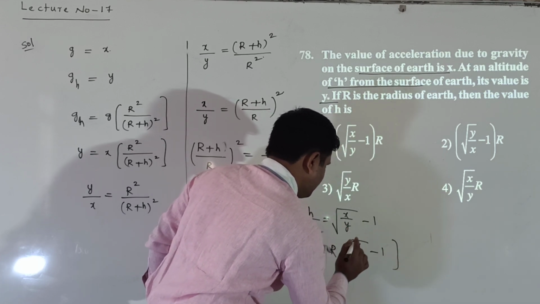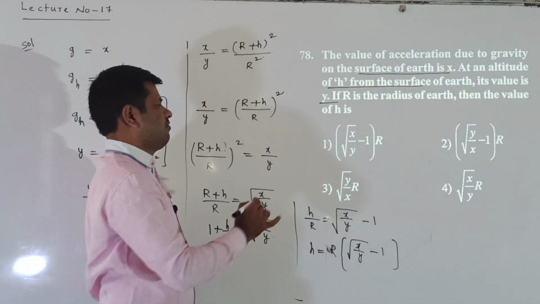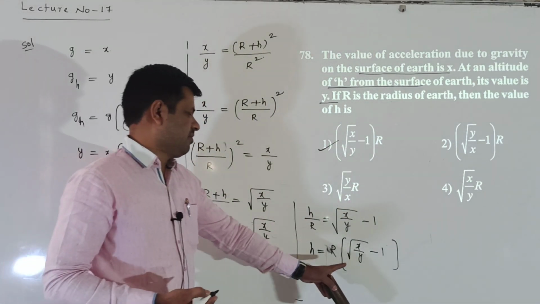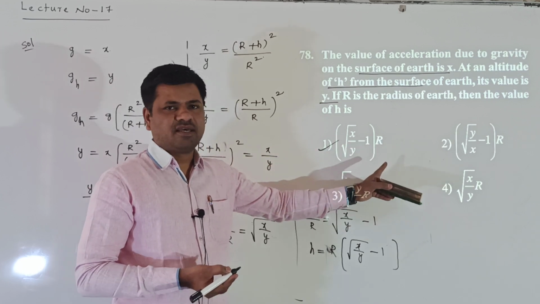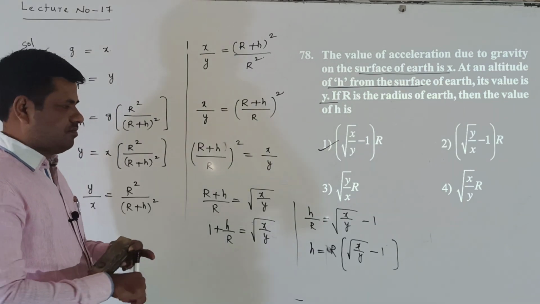What is coming here: root x by y minus 1. So which option is correct here? First option is correct here. R into under root of x by y minus 1, or under root of x by y minus 1 into R, both are the same values. So which option is correct here? First option is correct.